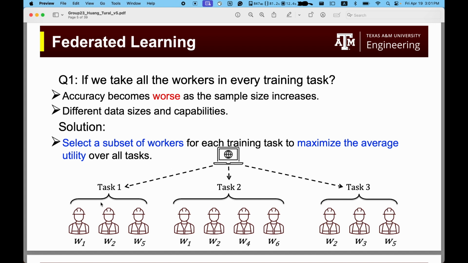So you can see this figure. Suppose we have 3 training tasks. For training task 1, we can select worker 1, worker 2, and worker 5. And for training task 2, we can select workers 1, 2, 4, and 6, and so on.